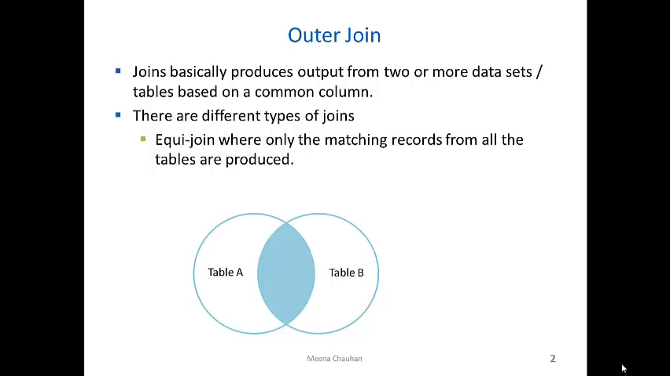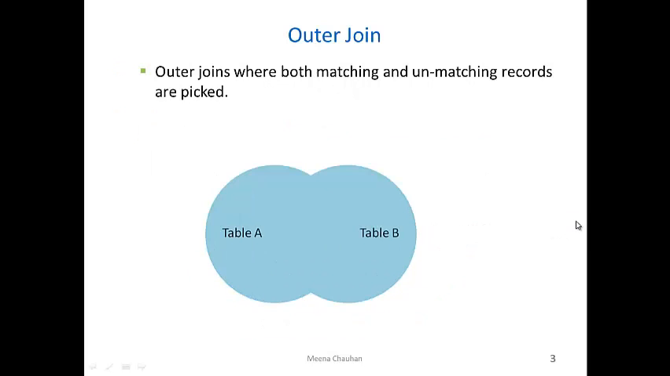First of all, it's equijoin, wherein if you have two tables, as you can see, in equijoin you pull the common records between table A and table B and produce the output. Another kind of join is outer join, where both matching and unmatching records are picked. What that means is that this common set is picked as well as all the records which are not matching, like which exist in table A but not in B, and similarly all the records which are there in table B but not in table A are picked up.